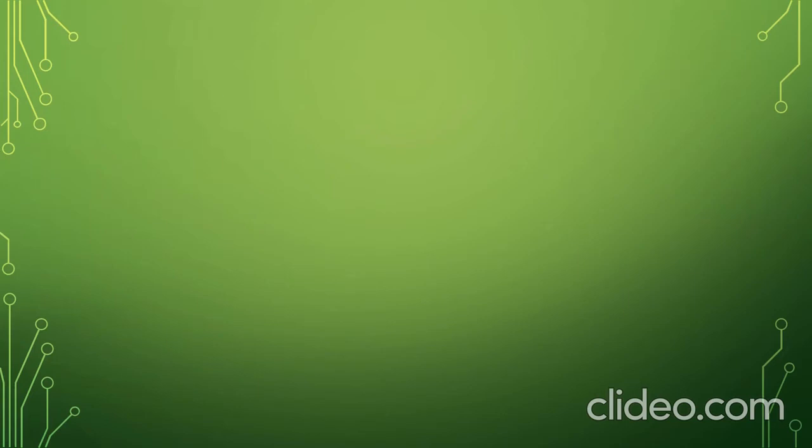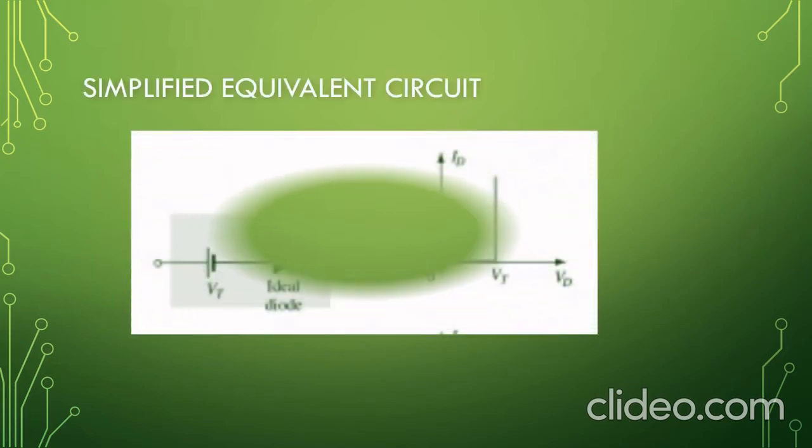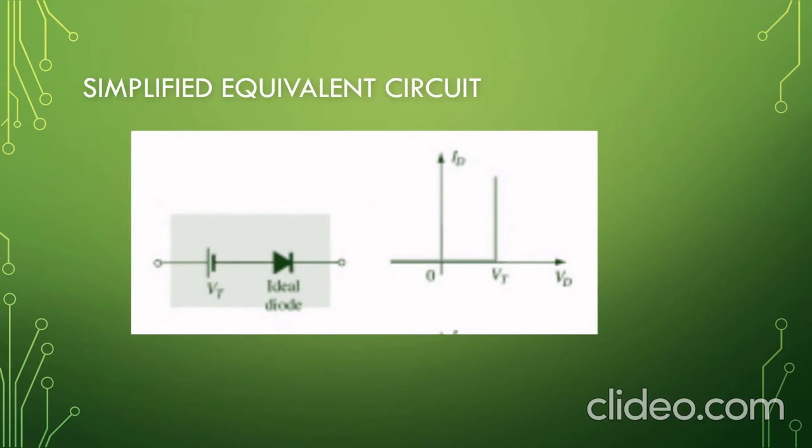Next we talk about the simplified equivalent circuit, and this is the graph. For most applications, the resistance R is sufficiently small to be ignored in comparison to the other elements of the network. So if we remove R from the piecewise linear equivalent circuit, in this portion R is 0 ohm. If we neglect this R value, we get this simplified model: this is the 0.7 volt and this is the ideal diode, and here we neglect the resistance. So this is the simplified equivalent circuit model.